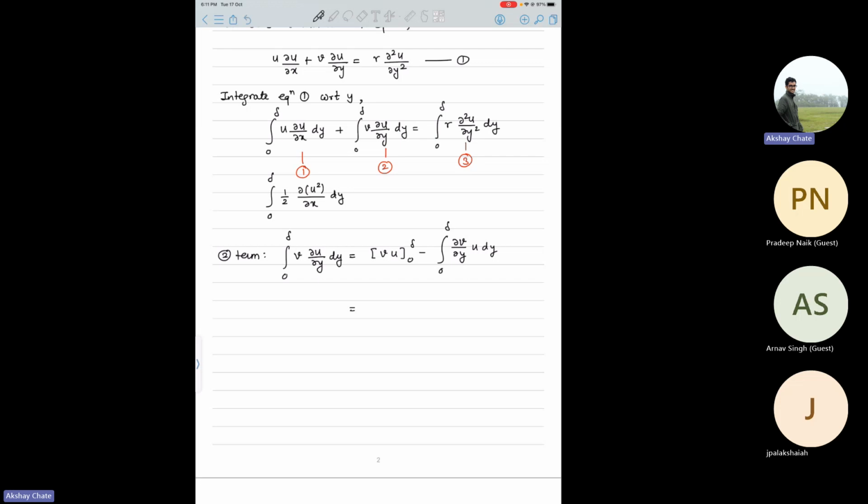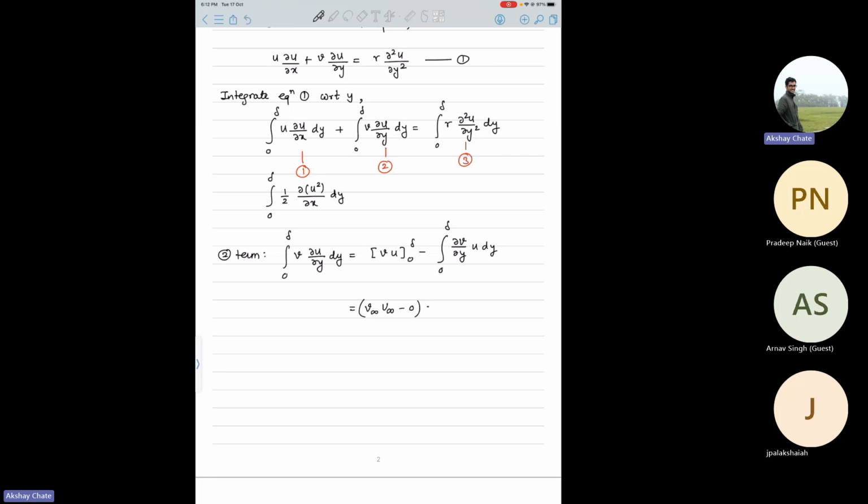Now you can put the limits for the first term. At delta, v will be equal to v infinity and u will be equal to u infinity. And then at 0, both of these terms, u and v, are 0, so uv also will be equal to 0. So that will be your first term.